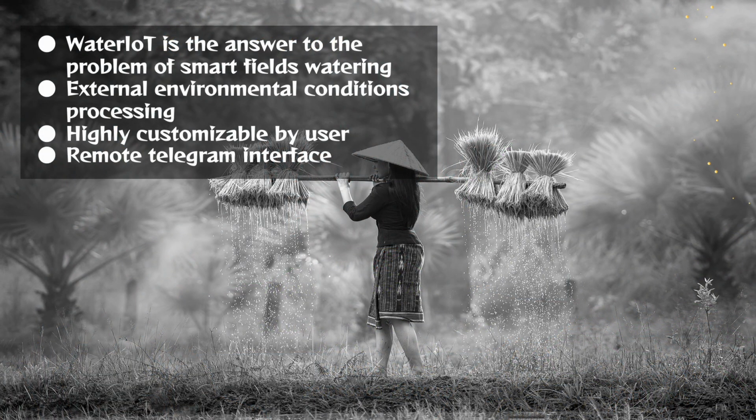WaterIoT is a complete smart field watering system. It acts by processing external environmental conditions, both by accumulating in-field data and by using weather predictions. The key aspect of the system is the high customizability, offered by already built-in solutions like a Telegram bot, which offers an entire overview of the system status and allows configuring various aspects of the system, or via ready-to-go REST APIs to give the user the option to implement their own solutions and automations.